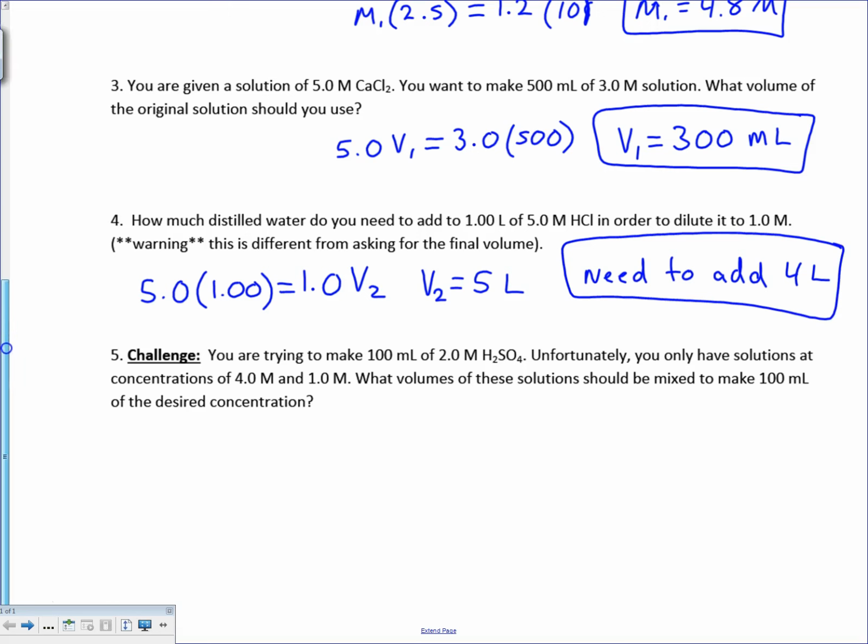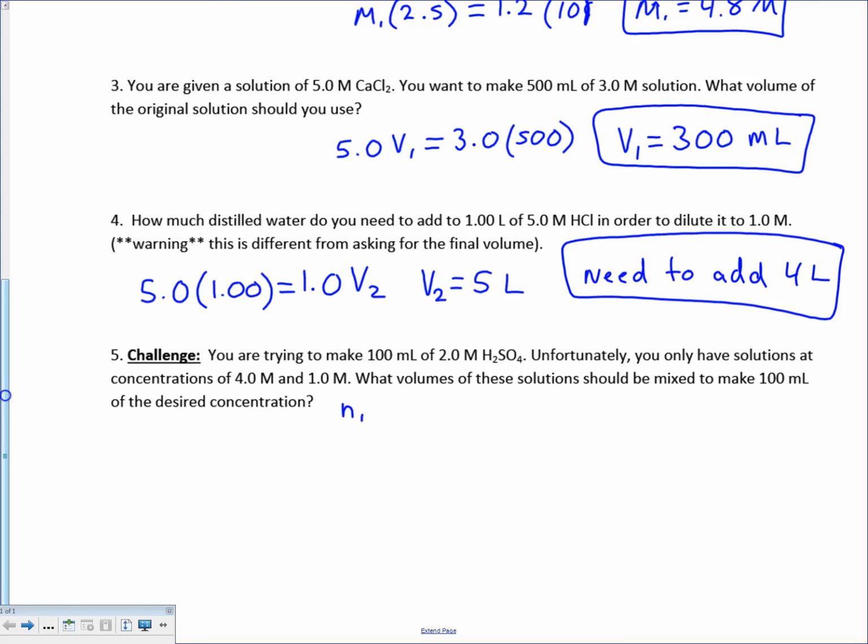Okay, and now this final problem. What it says is that we're given 2 different solutions, but both of them have the wrong concentration of H2SO4. We're trying to make a new solution that has a concentration of 2 molar, even though we're starting with solutions that are 4 molar and 1.0 molar. Keep in mind, remember that I said the number of moles before you mix them is going to be the same as the number of moles in the end. All you're doing is mixing things together. So the number of moles of solute are going to stay the same.